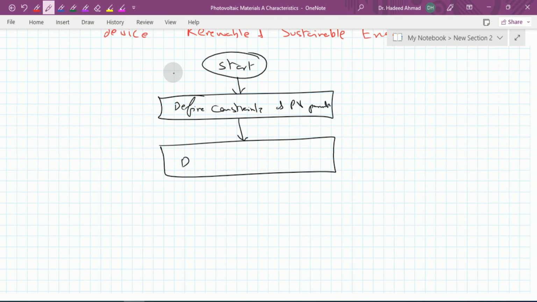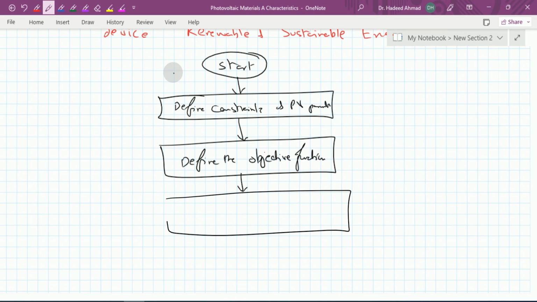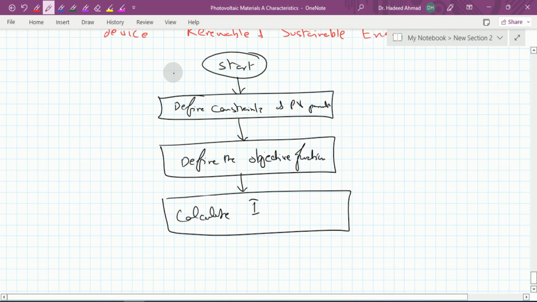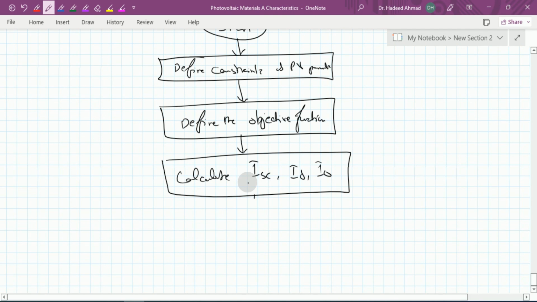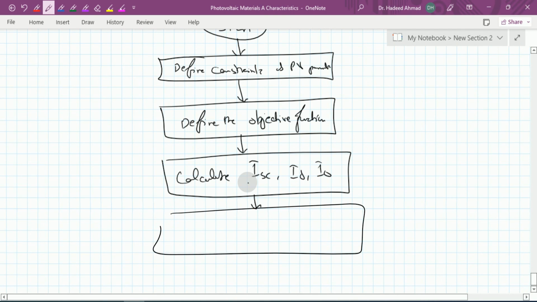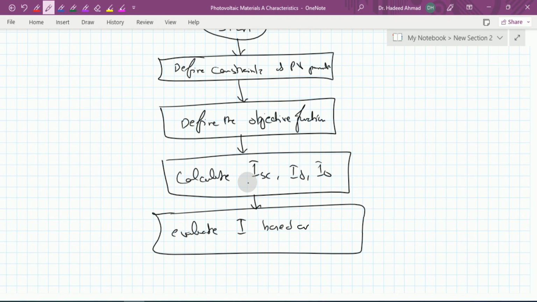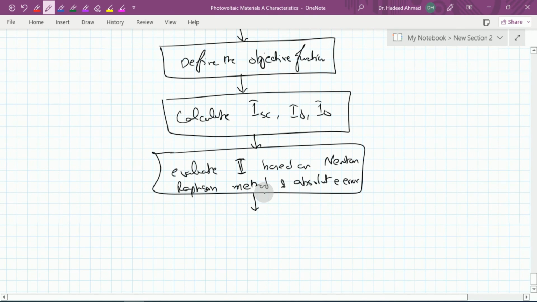Thereafter, we define the objective function, and then based on this objective function, we calculate the ISC, ID, and the reverse saturation current I naught. Thereafter, we evaluate the value of I based on the Newton-Raphson method, or any other numerical analysis method can be used, and we also calculate the absolute error here. And this error has to be contained to some value, so there is a conditional statement block here.